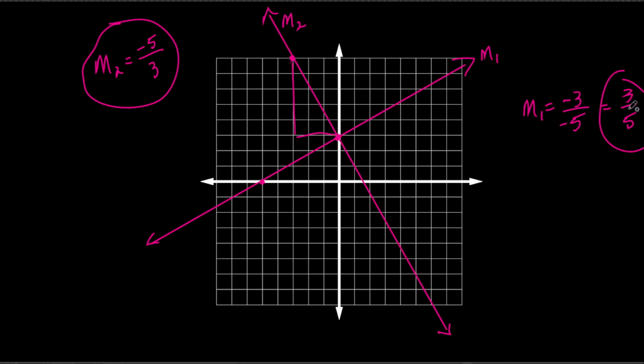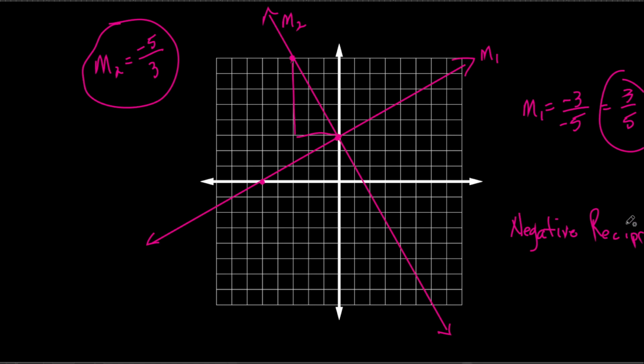This is positive 3/5. This is what? Negative 5/3. That's going to be true with every two lines that are perpendicular to each other. You see that? So they're going to be negative reciprocals. And I'm glad you said negative reciprocal, because that's the phrase that I use. Some teachers use different phrases, but I use the phrase negative reciprocal.